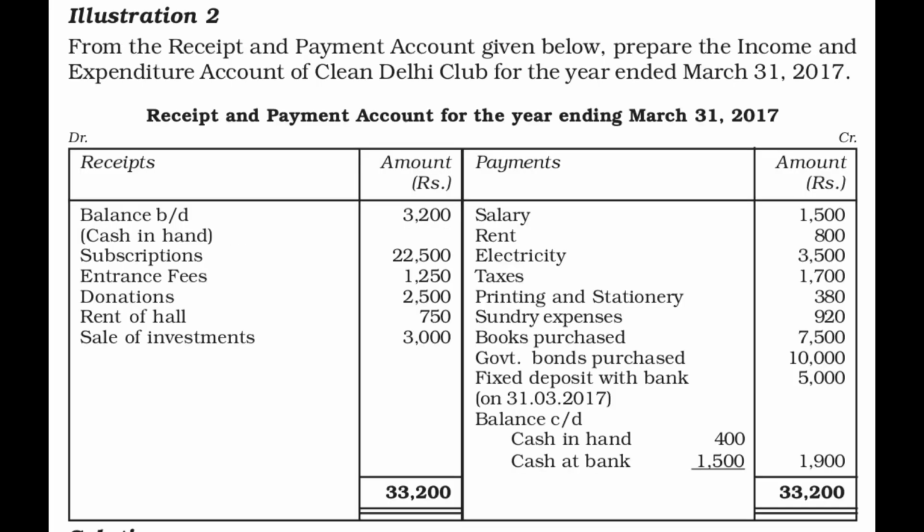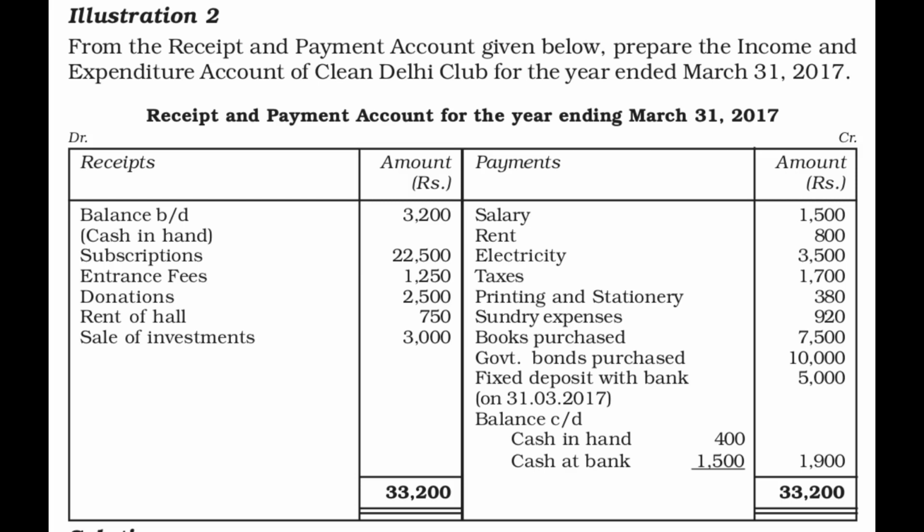Next it is sale of investments. It is a receipt from the sale of an asset, therefore it is a capital income, not a revenue income, and therefore it is not taken in the income and expenditure account. ഇത് ഒരു അസറ്റ് വിറ്റ് കിട്ടുന്ന ക്യാഷ് ആണ്, അതുകൊണ്ട് അതൊരു ക്യാപിറ്റൽ ഇൻകം ആണ്, ഒരു റവന്യൂ ഇൻകം അല്ല, അതുകൊണ്ട് ഇൻകം ആൻഡ് എക്സ്പെൻഡിച്ചർ അക്കൗണ്ടിൽ എടുക്കില്ല. Now let's take the different items from the payment side one by one.